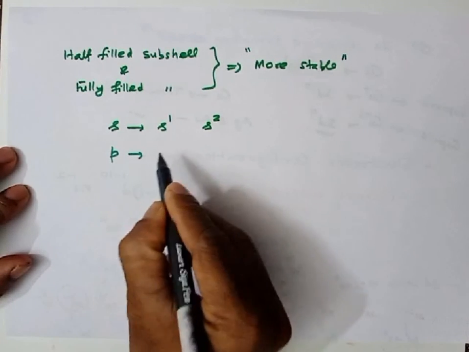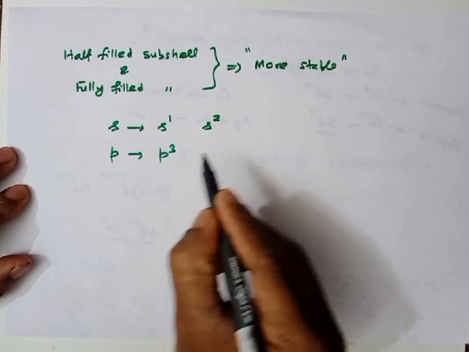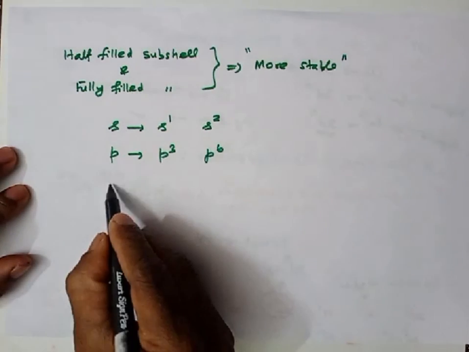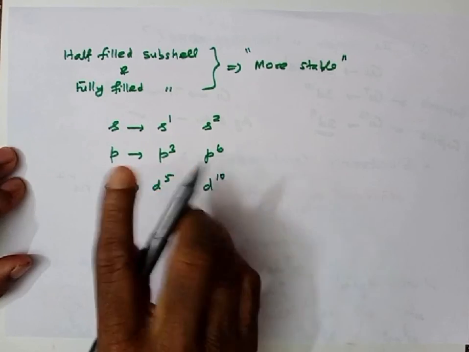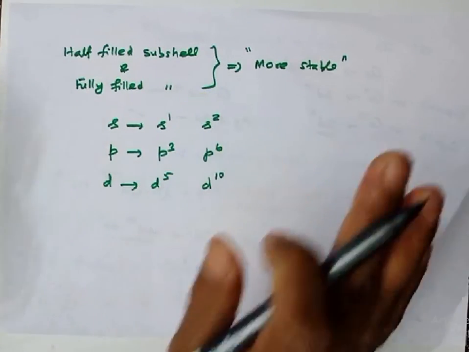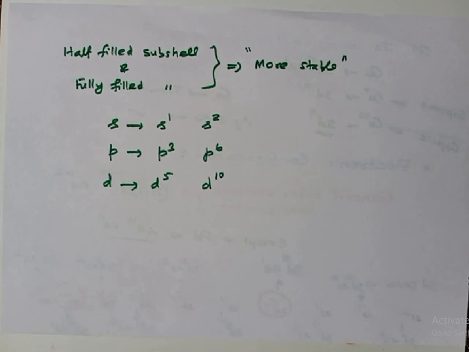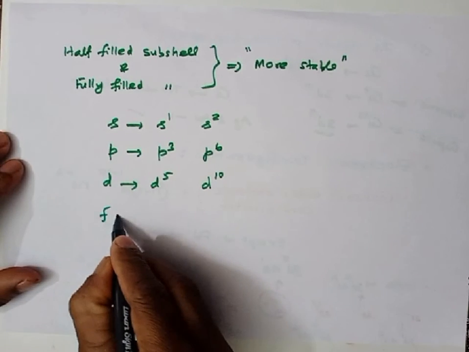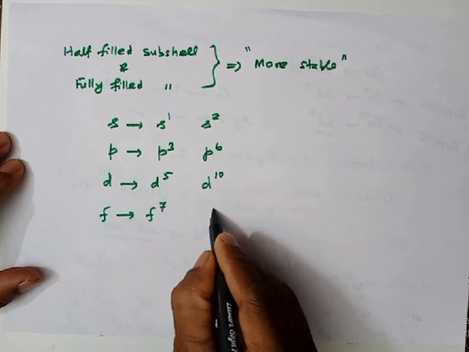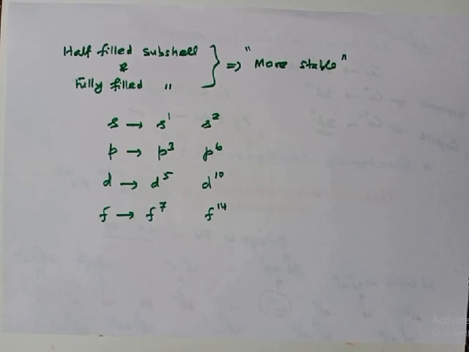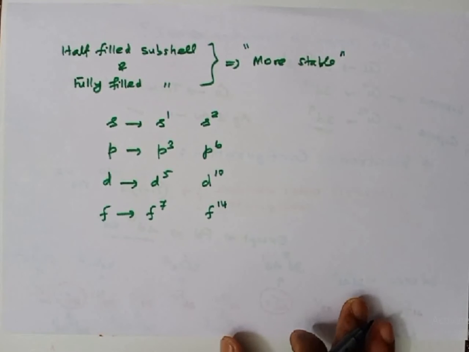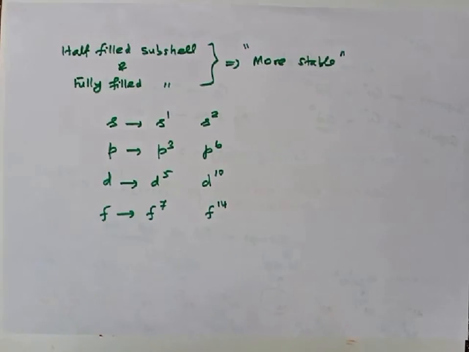For the p subshell, p3 is half filled, p6 is fully filled. For the d subshell, d5 is half filled, d10 is fully filled. Both these are generally stable configurations. Similarly, for the f subshell, f7 and f14, half filled and fully filled, are generally stable. Clear? Students, keep this point in mind, very important.